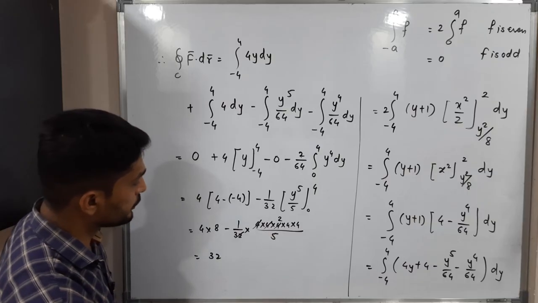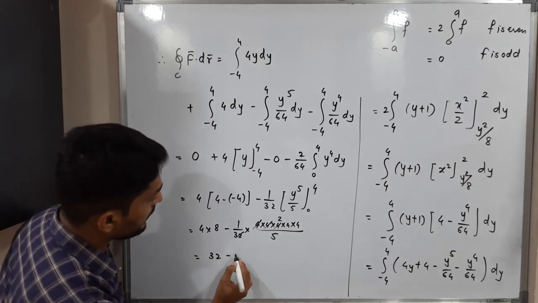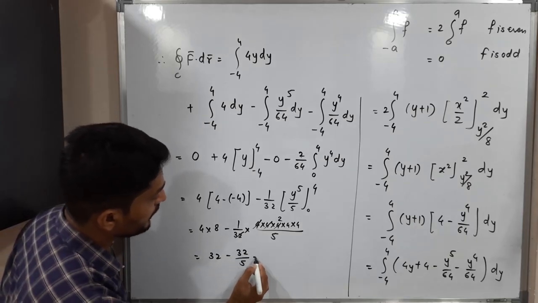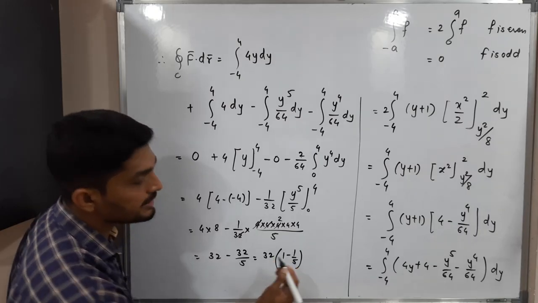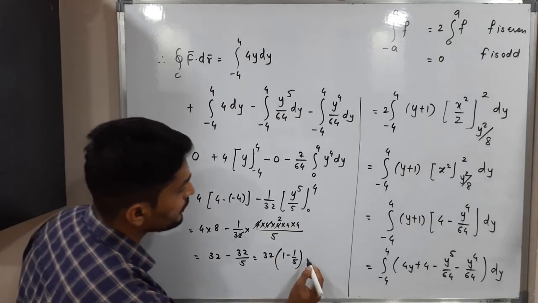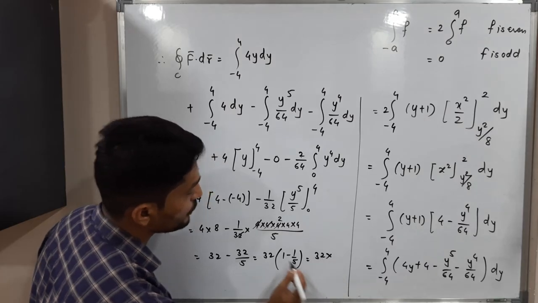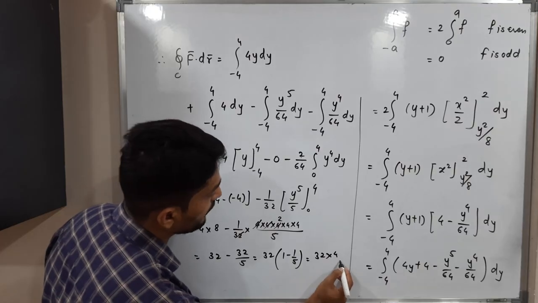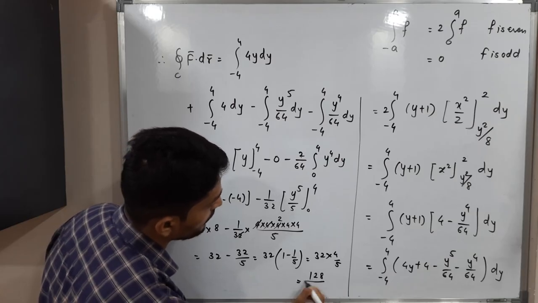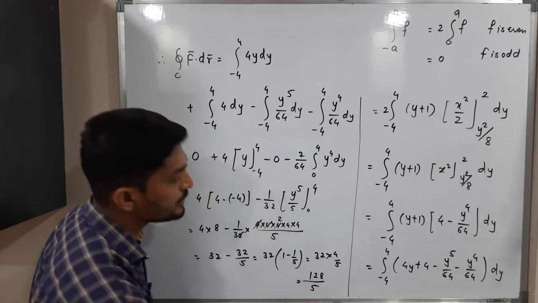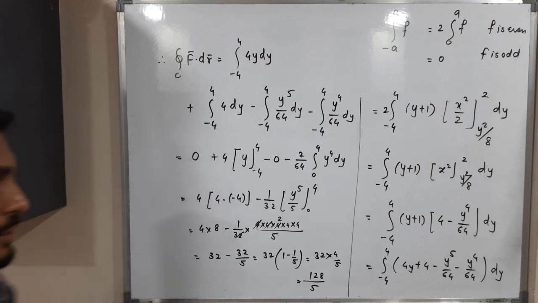So 32 by 5 minus 32 by 5... what can we do? We can take 32 common: 1 minus 1 by 5. We can easily do it, right? So 32 into, if you cross multiply, you will have 4 by 5. So the final answer is 128 by 5. This is the required answer. Make a screenshot of it, then I will stop. Thank you. Bye-bye.